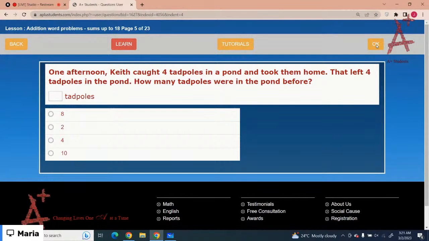The next one is: one afternoon Keith caught 8 tadpoles in a pond and took them home. That left 4 tadpoles in the pond. How many tadpoles were in the pond before? So 4 of the tadpoles Keith took home, and 4 tadpoles are left in the pond. So you have to calculate how many were in the pond before. So you have to add 4 plus 4.